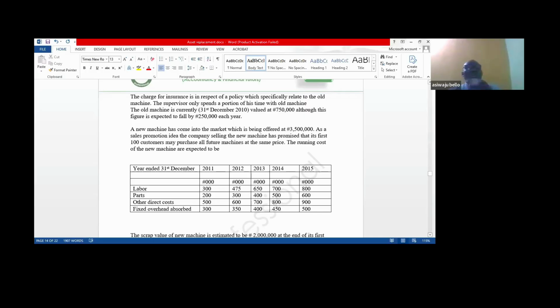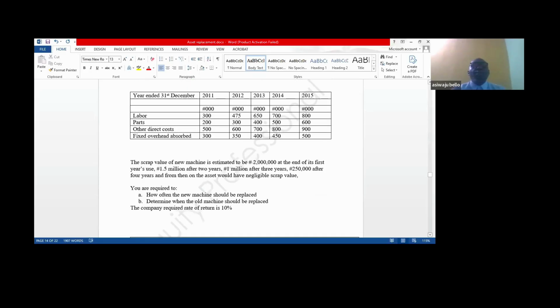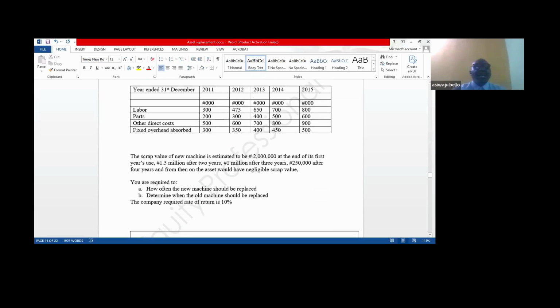The running costs of the new machine are stated below. Labor, parts, other direct costs, fixed overhead. The scrap value of the new machine is estimated to be 2 million at the end of year one.